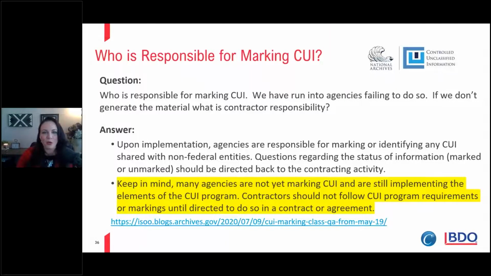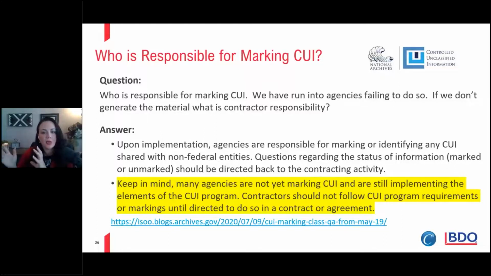Number 1, who is responsible for marking CUI? I always include the links to the ISO blogs at the bottom. If you want to peruse them anytime, all of these links are going to be here, and there are some really good questions there. So who is responsible for marking CUI? This came from somebody who said, we have run into agencies failing to do so, and if we don't generate material, what's the contractor's responsibility? Their answer was, upon implementation, agencies are responsible for marking or identifying CUI shared with non-federal entities.